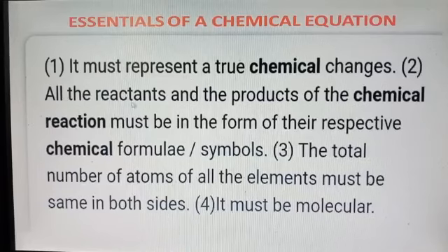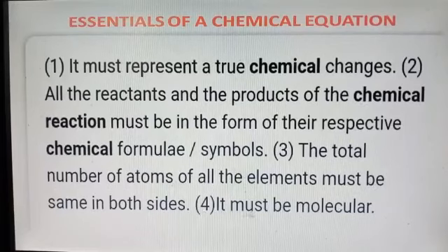Number 2, all the reactants and the products of the chemical reaction must be in the form of their respective chemical formulae or symbols. Number 3, the total number of atoms of all the elements must be the same on both sides.